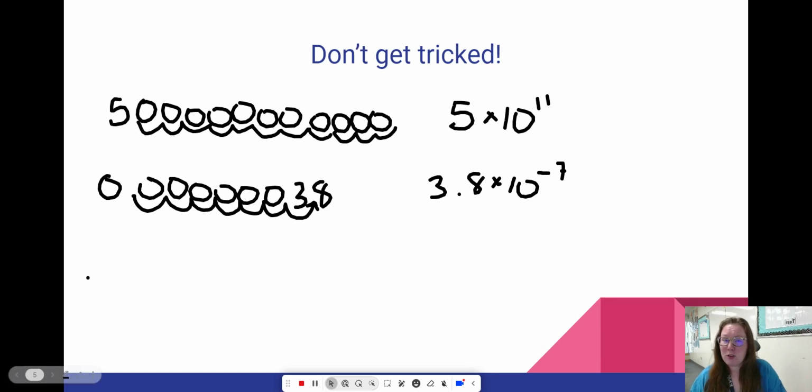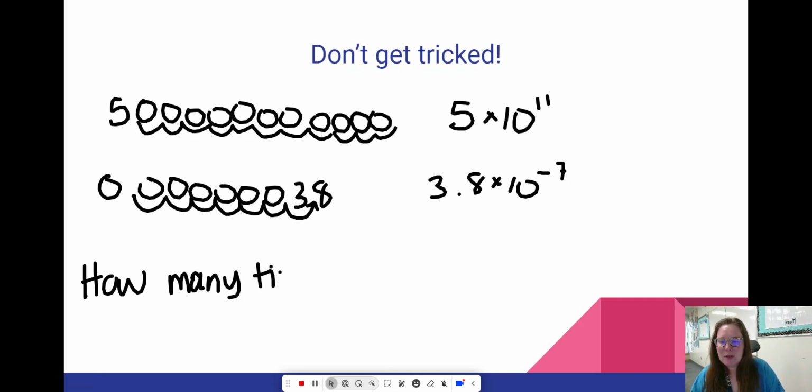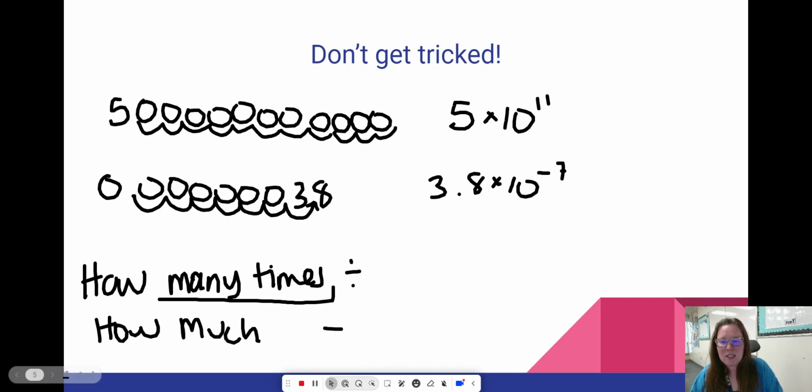The other thing to not be tricked by is how many times versus how much. How much means subtract, how many times means divide. Okay, because how many times, that was how many times could I fit the moon inside the Earth? So we're splitting that Earth up into chunks of the moon. And how much bigger, how much smaller, anything like that. Okay, you got this.